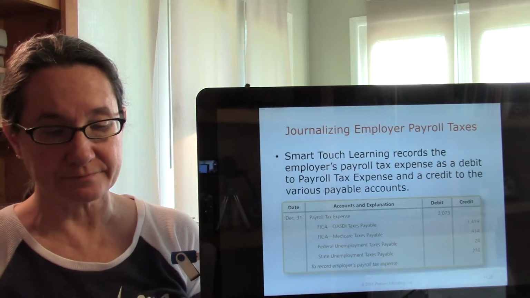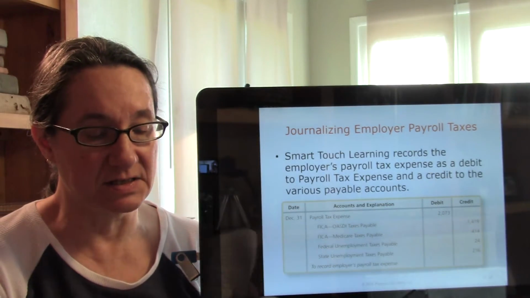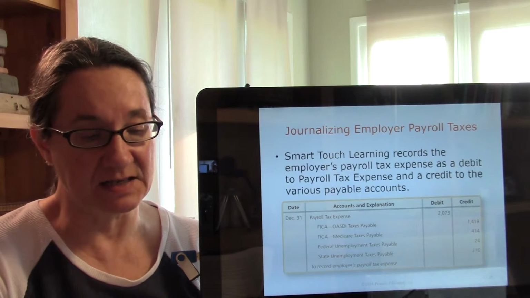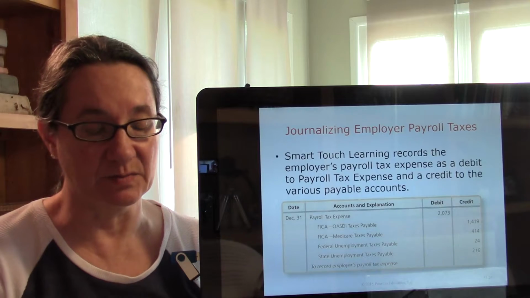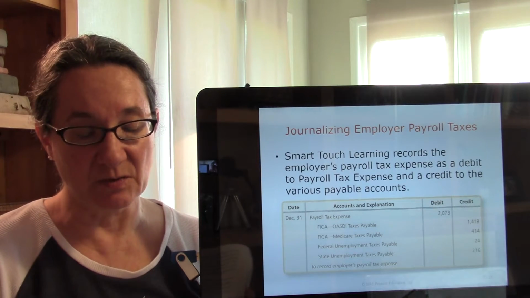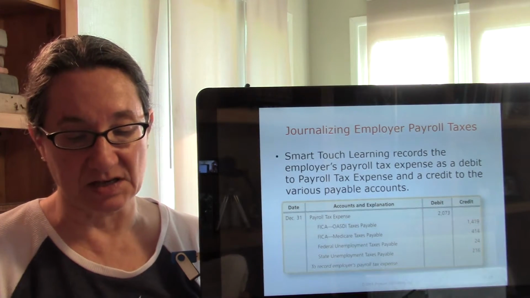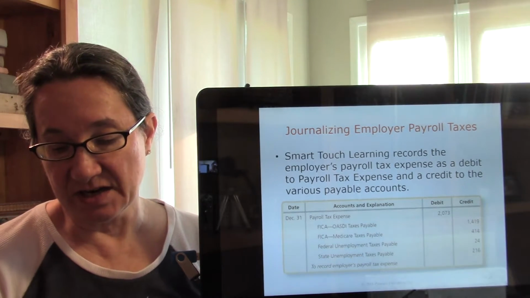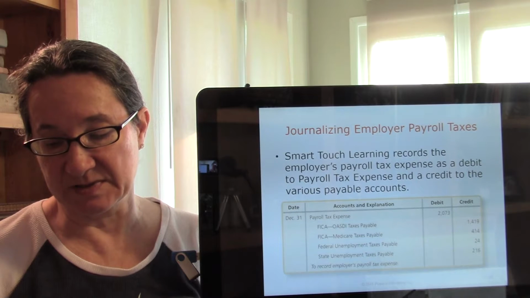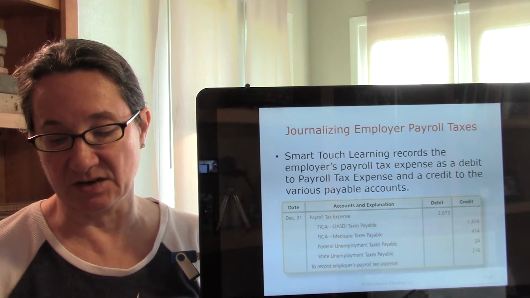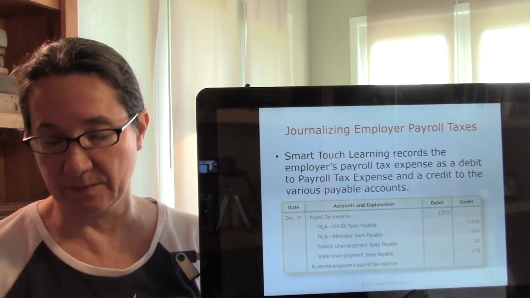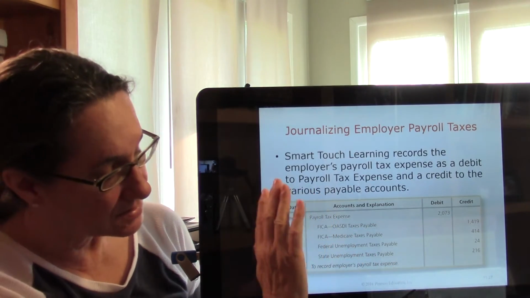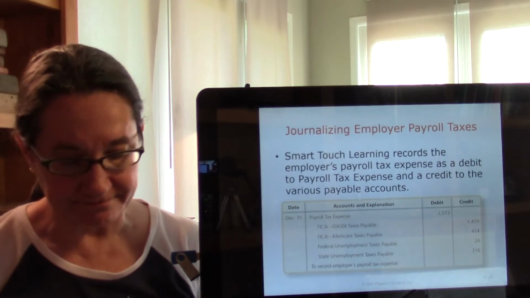FUTA is 0.6%. SUTA is 5.4% tax paid on the first $7,000 of each employee's earnings. Smart Touch Learning will only pay employment taxes on Lisa because all other employees have earned more than $7,000 to date. Smart Touch Learning records the employer's payroll tax expense as a debit to payroll tax expense and a credit to the various accounts payable. All right, so same idea, payables and an expense.